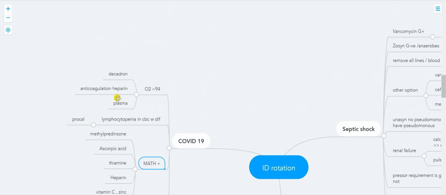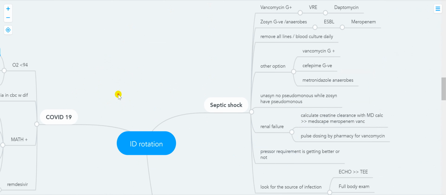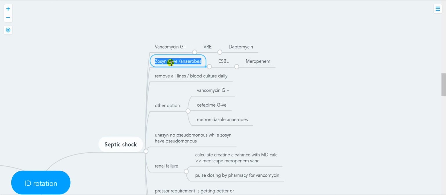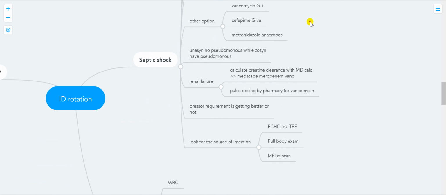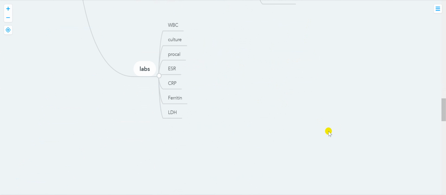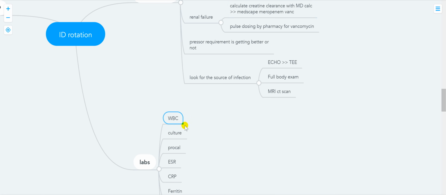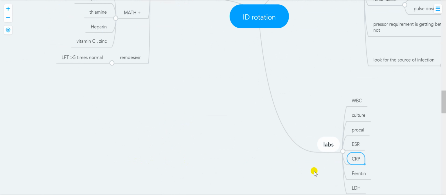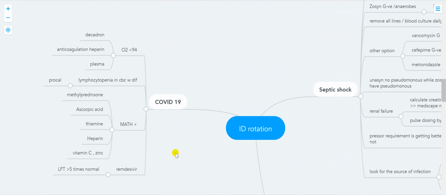And the mainstays are convalescent plasma, which is gonna get FDA approved soon, probably, anticoagulation and Decadron. So for septic shock, you gotta do vancomycin, Zosyn. If it didn't improve, then change Zosyn to meropenem. If it didn't improve, then change that to daptomycin plus meropenem. And in patients with renal failure, consult pharmacy to do vancomycin dosing. The main things we care about are infectious disease, blood culture, procalcitonin, ESR, C-reactive protein, ferritin, and lactate dehydrogenase. And we reviewed the COVID-19 management.